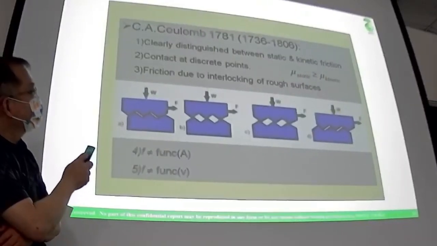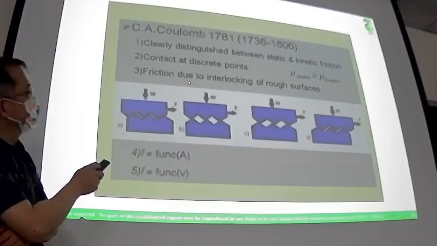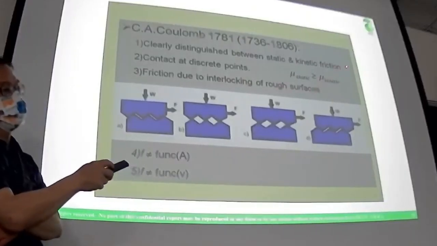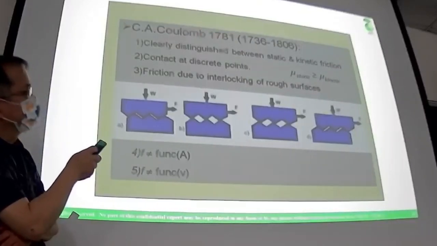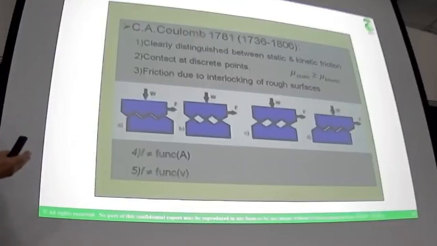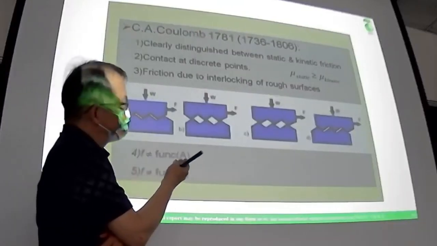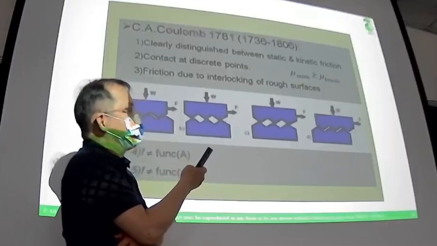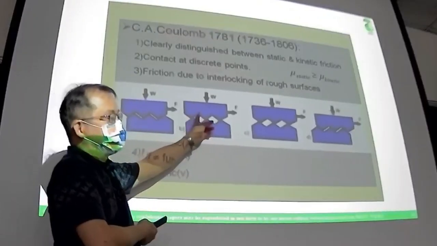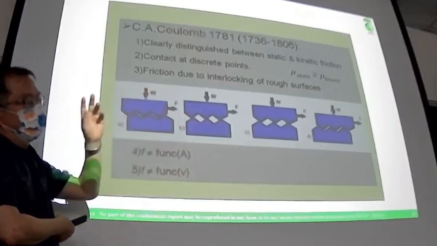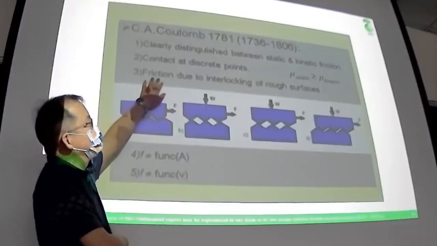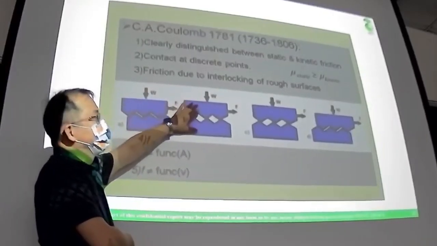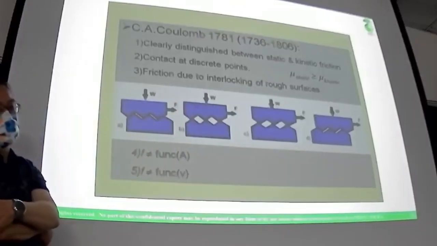And the third one is friction due to interlocking of the rough surfaces. So this is the observation from Coulomb. This is more or less true. As we know, the surface roughness of the two surfaces is not absolutely flat. So the friction, yes, is happening due to the interlocking of the rough surfaces.